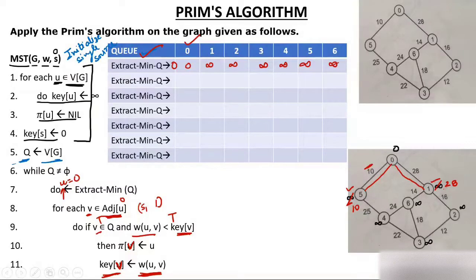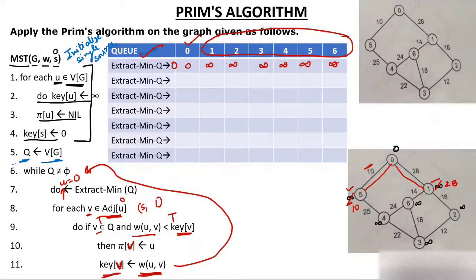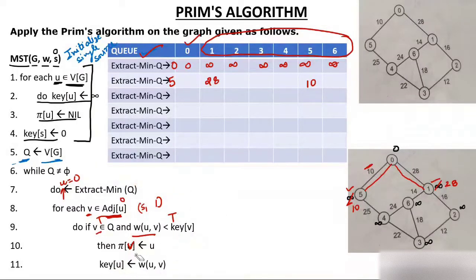Similarly, this step is over, so you go up again and check whether q is empty. No, q is not empty; there are still many elements in q. So you extract the minimum from q. The changes that took place are that 5 is now 10 and 1 is now 28. What is the minimum? Node 5. So you extracted node 5, and again you find the adjacent nodes of 5 and start making those changes.